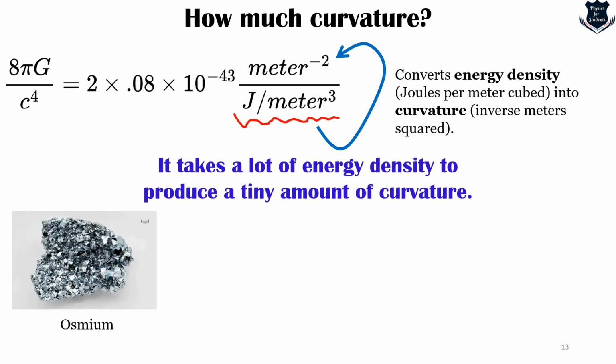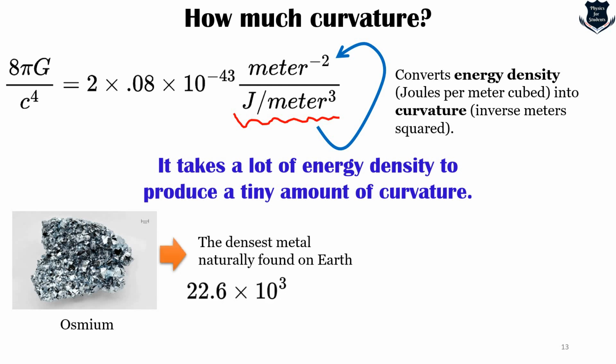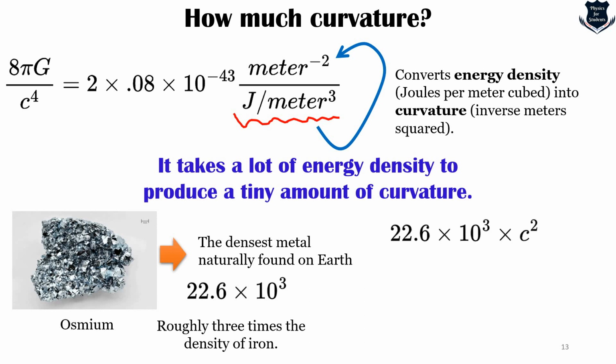For example, we take osmium. Osmium is basically the densest metal naturally found on earth, and it has around 22.6 kilograms per meter cube, which is roughly 3 times the density of iron and twice that of lead. Now if I multiply it by c square, why are we doing that? Because osmium has a rest energy density of 2.03 into 10 to the power 21 joules per meter cube.